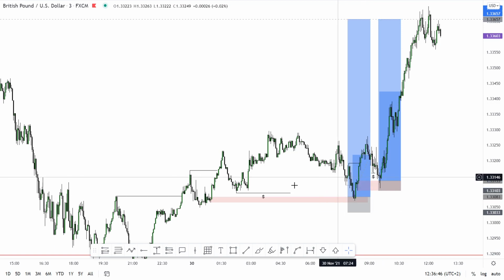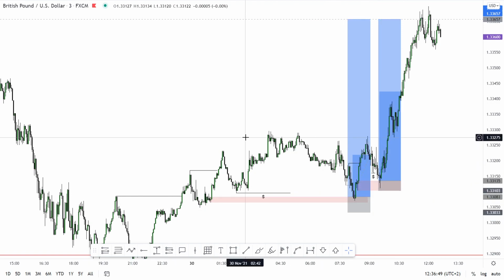If they are all yeses, then you need to look at the structure. Where can I buy during the London Open? Where can I take the sell? What is it showing me right now? What do I need to look for when I look for a trade? All those things you need to keep in mind.